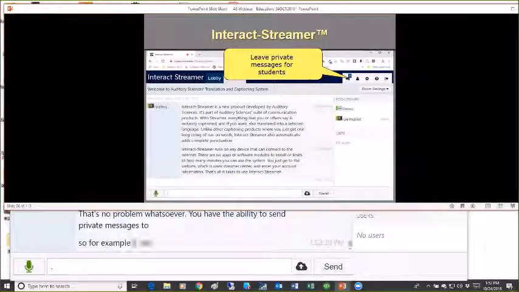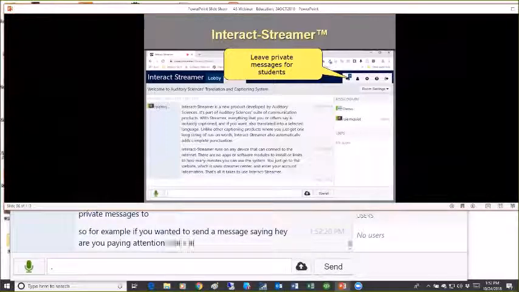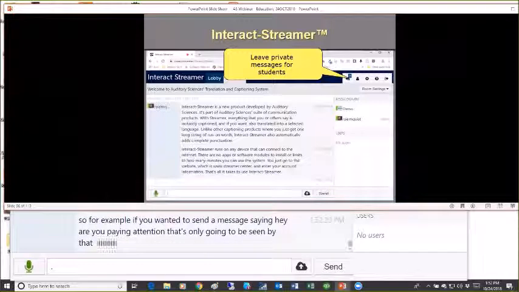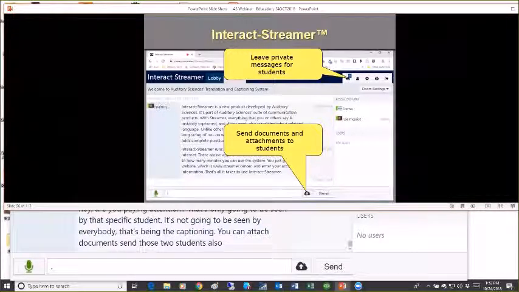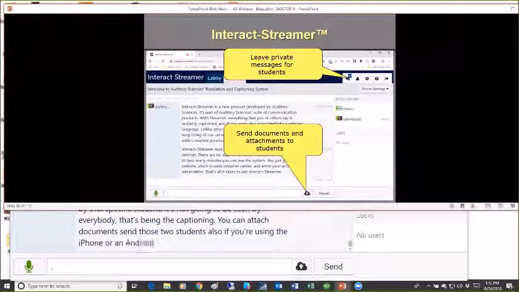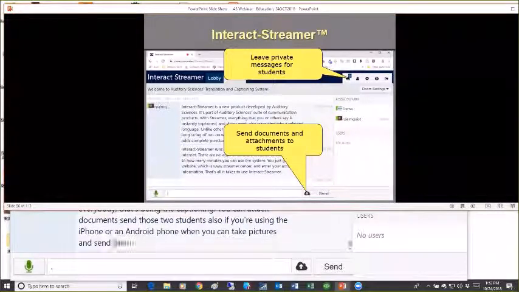You have the ability to send private messages to students. So for example, if you wanted to send a message saying, hey, are you paying attention? That's only going to be seen by that specific student. It's not going to be seen by everybody that's viewing the captioning. You can attach documents and send those to students. Also, if you're using the iPhone or an Android phone, you can take pictures and send those to students as well.